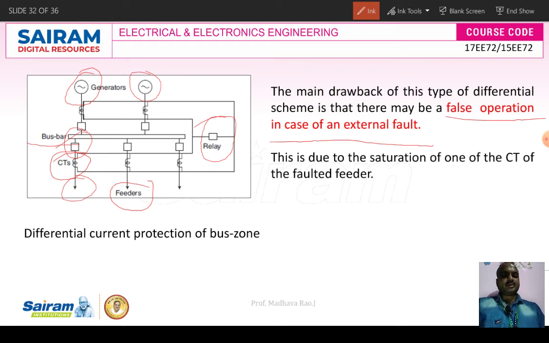So why we cannot operate for an external fault is that the CTs will go into saturation mode. Once it goes into saturation mode, even if the fault occurs, we cannot detect it. That is one major drawback in bus zone protection.